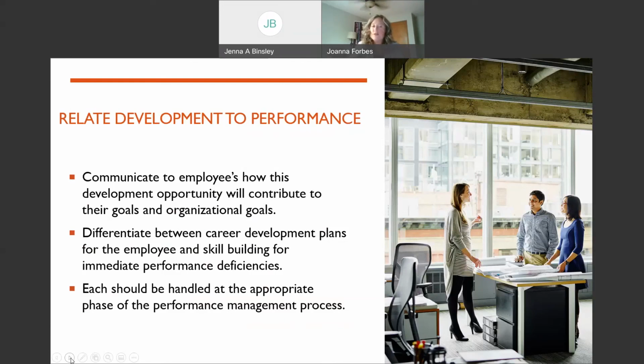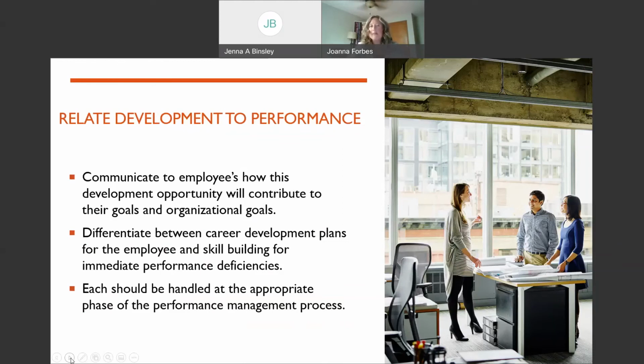It's also important to make sure that you differentiate between career development plans for the employee and skill building for immediate performance deficiencies. So again, when we're talking about training and development, we're usually not talking about deficiencies. Now we can, and that's definitely an important area that we need to address, but that is not the only reason why we should roll out training and development for our staff, when we see deficiencies. Because again, then we're only showing we value you when maybe you're struggling a little bit, and that is not the culture of learning at a business. So yes, is it necessary sometimes to roll out things to address those deficiencies, but that's not the only reason why you want to make sure you have training and development.